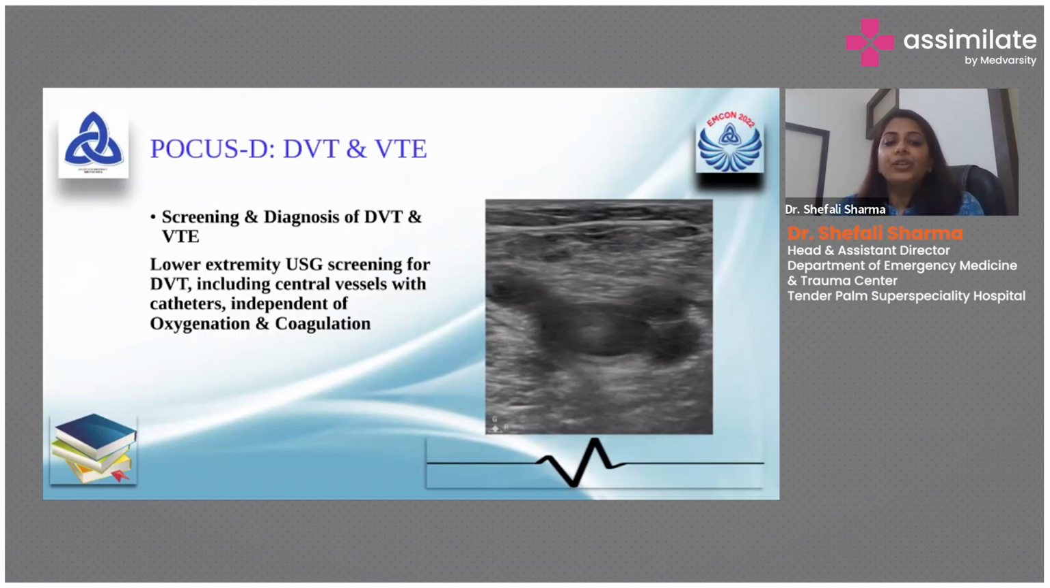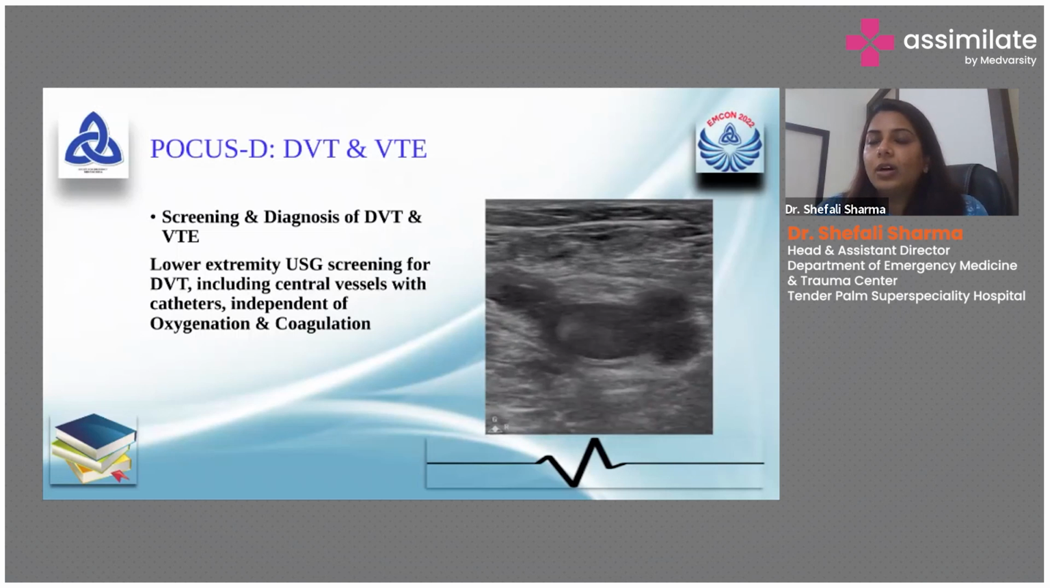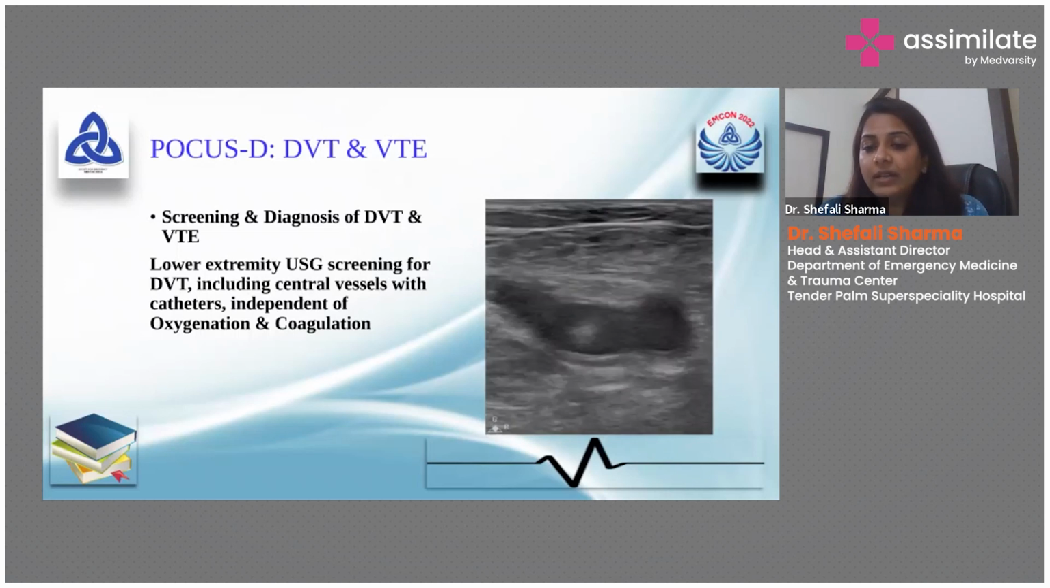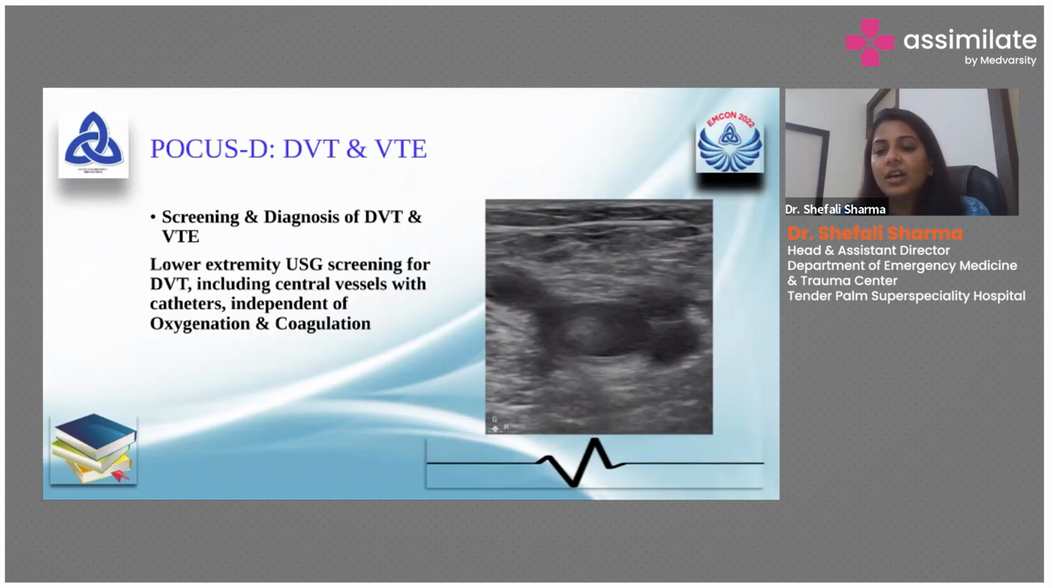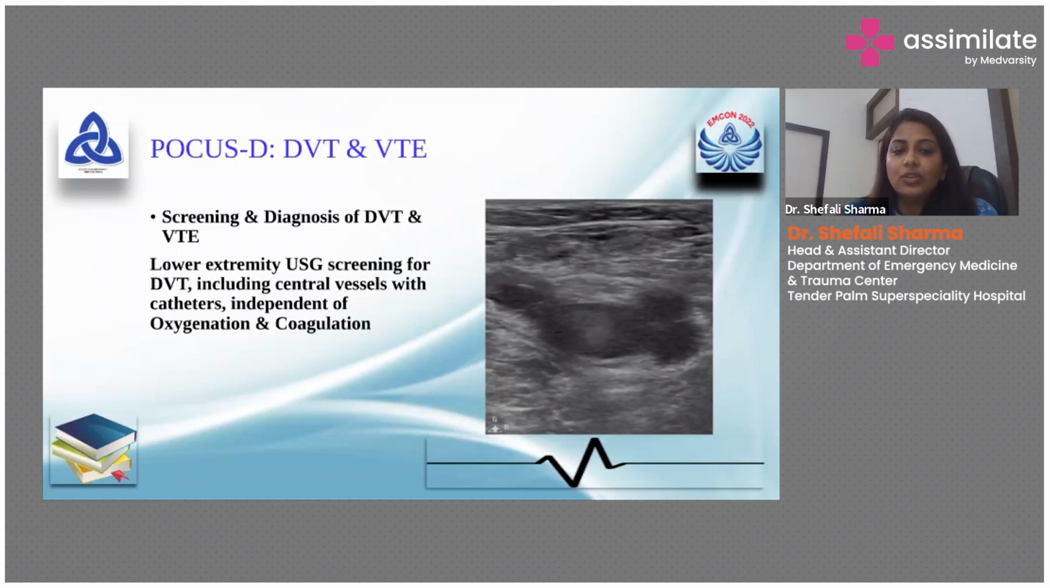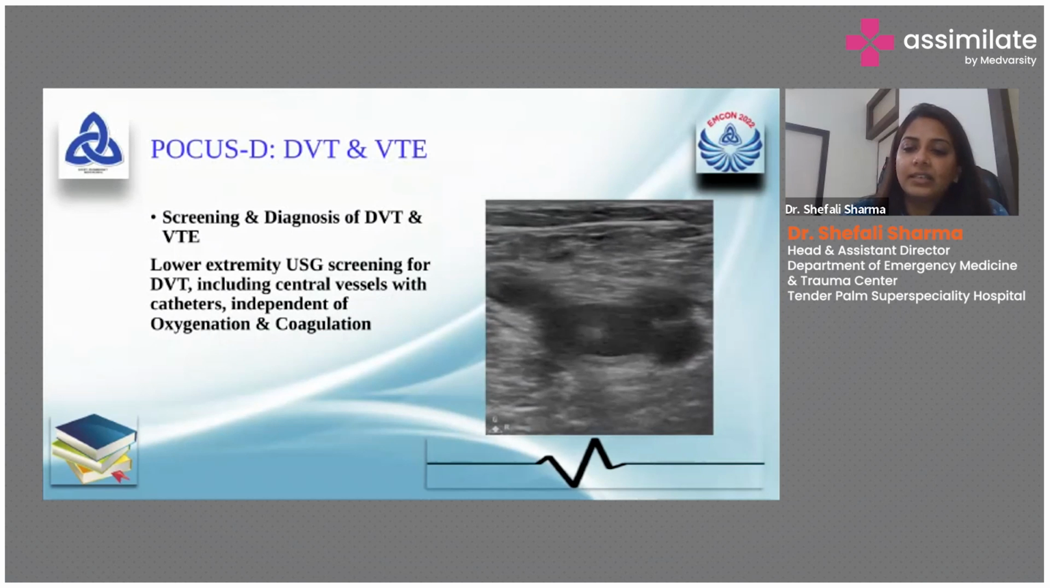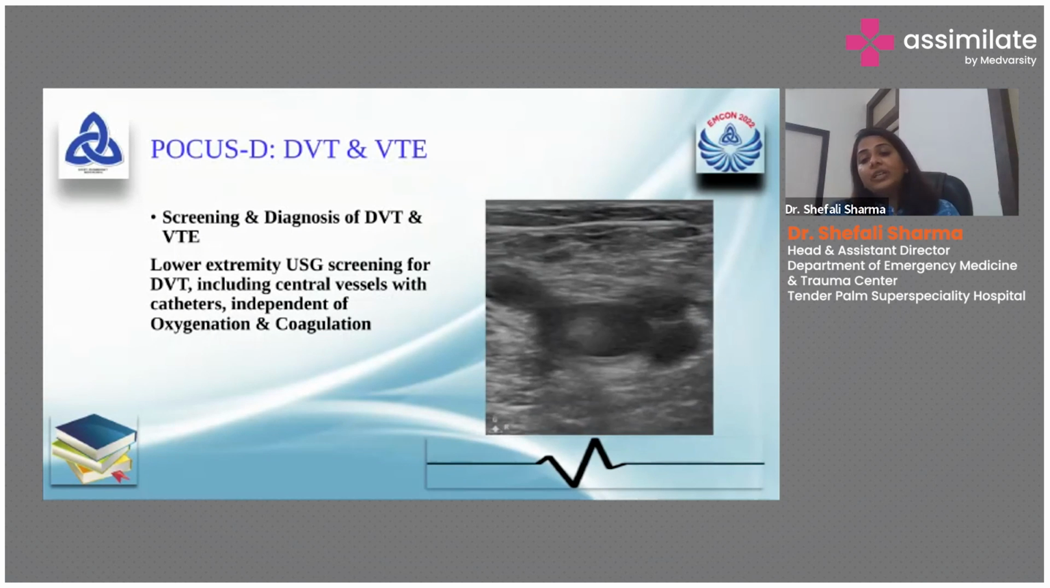So what you do during the screening and diagnosis of DVT, let's say any patient who came up with swelling in the lower limbs, and the patient is complaining of shortness of breath, or chest pain. Definitely for this patient, after doing my ABC of ultrasound, I would also look for DVT. So lower extremity ultrasound screening for DVT should be done, including the central vessels like your common iliacs and the external iliacs. It should be done independent of oxygenation and the coagulation profile.